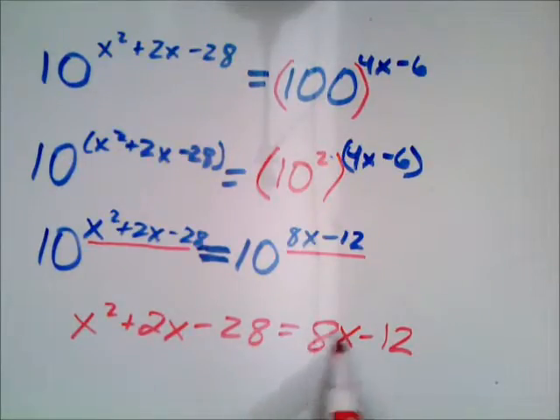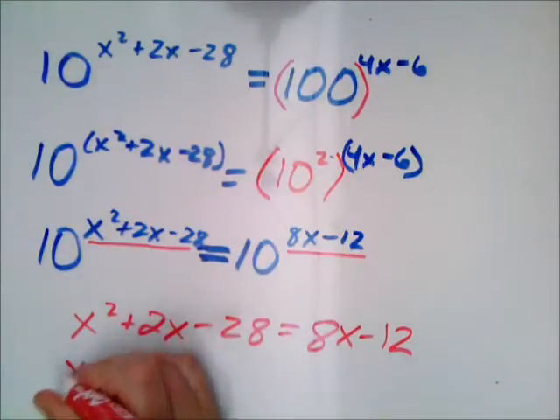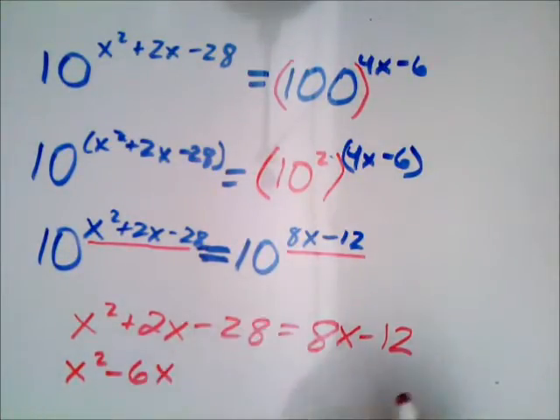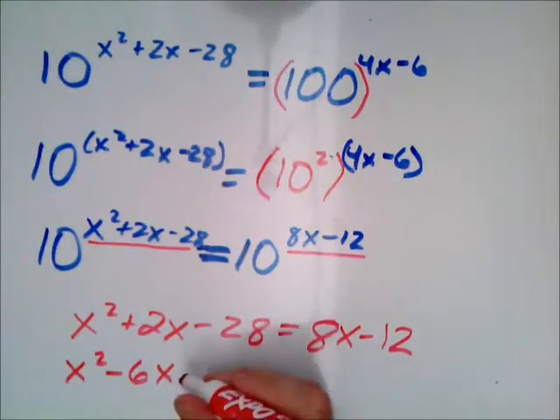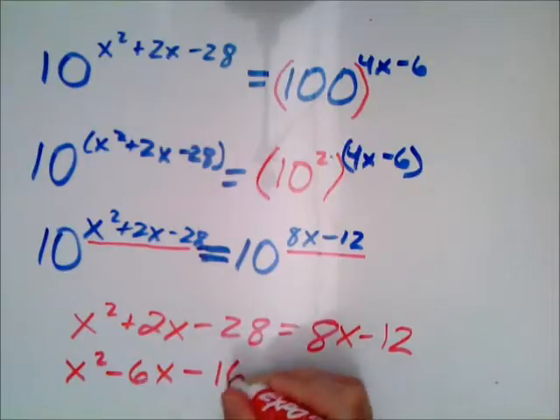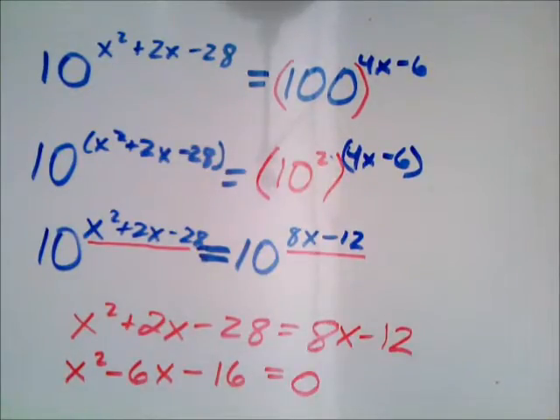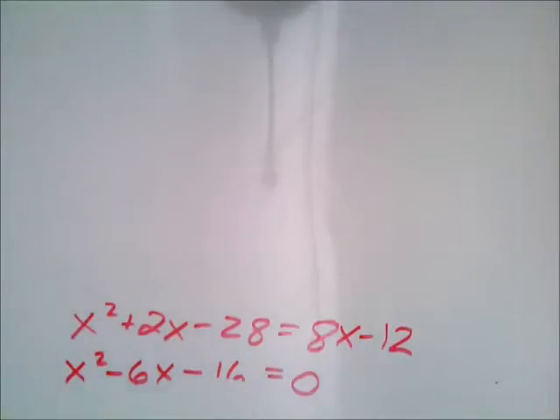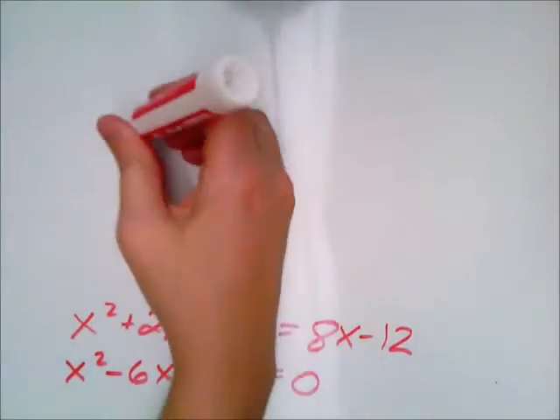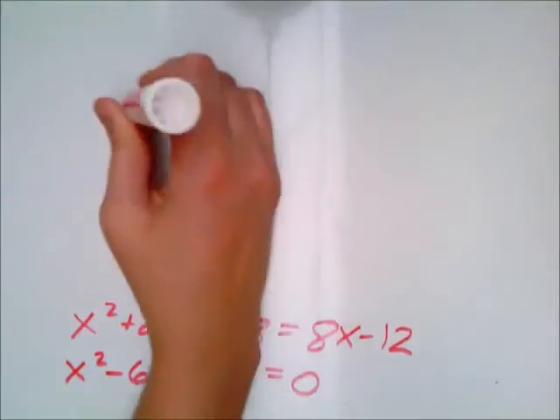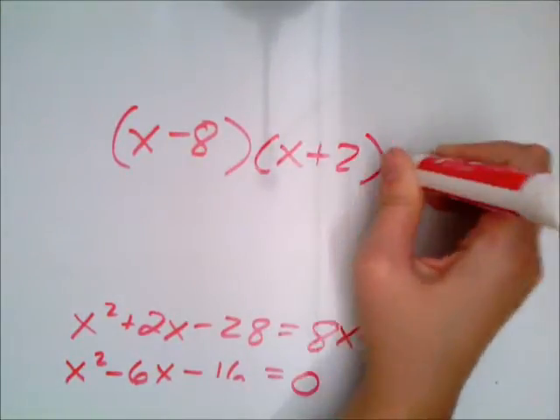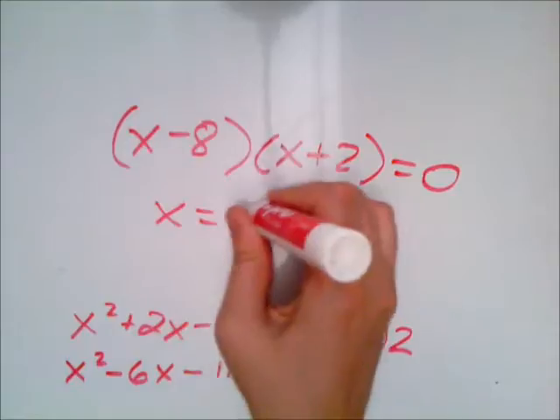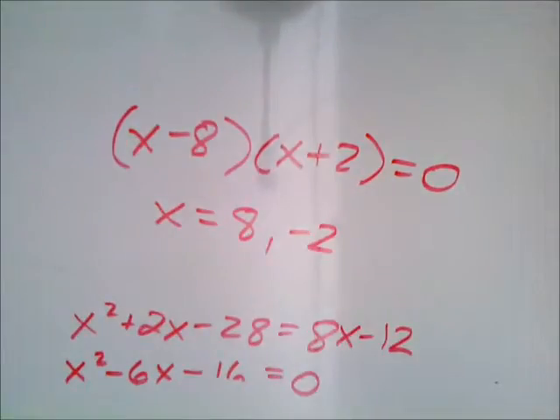Alright, to solve this, I probably have to subtract 8x from both sides. So I get x squared minus 6x, and then add 12 to both sides. And since this is negative, that will be like subtracting them, so minus 16. And then if that factors, that will make my life a lot easier. If it doesn't, I could try the quadratic formula or something like that. So it looks like x squared minus 6x minus 16 factors to x minus 8, x plus 2. So x equals 8 and negative 2 should be solutions.